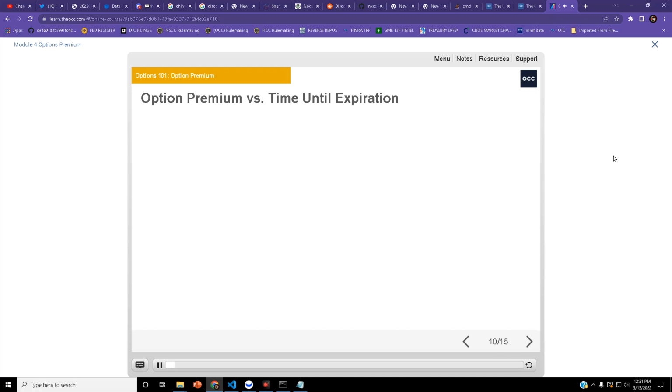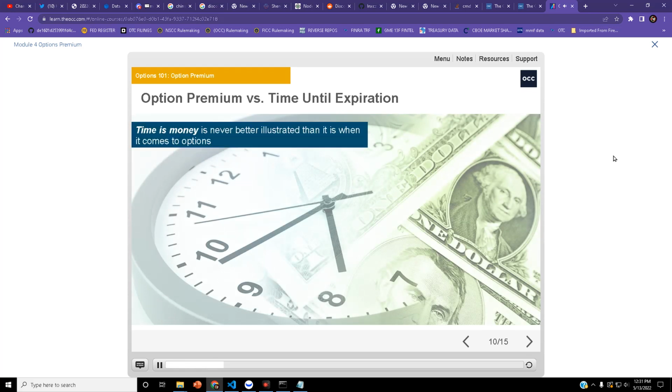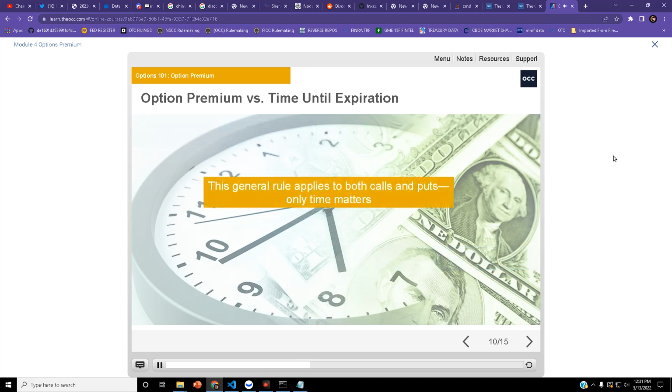Now that we have discussed the relationship between option premium and strike price, let's look at premium versus time. As we have recently mentioned, the saying "time is money" is never better illustrated than it is when it comes to options. And, as we have already learned, longer-dated options command higher premiums due to the increased risk option writers must accept when selling options. This general rule applies to both calls and puts. The option type is irrelevant, only time matters.